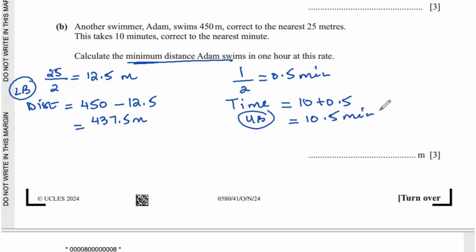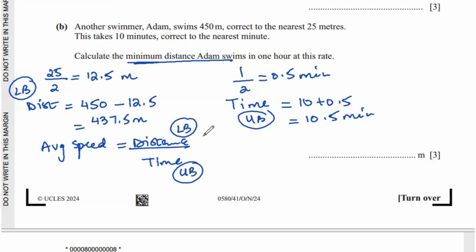Now, the reason why we're finding the lower bound for distance and upper bound for the time is because they want us to find the rate, which is average speed in this case. So speed is basically distance over time. And since they want the minimum distance he is covering at this rate, that means for the entire value to be the lowest, our numerator is going to be the lower bound and the denominator is going to be the upper bound. This gives us the minimum value. If we want the maximum value, then the numerator is the upper bound and the denominator is the lower bound.